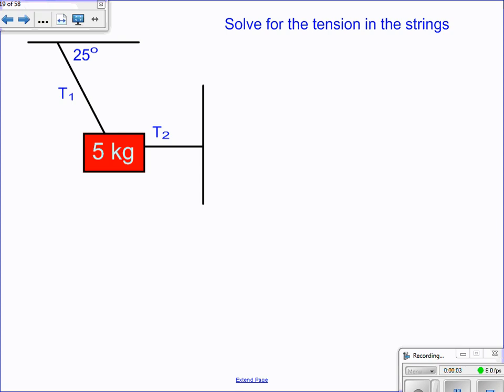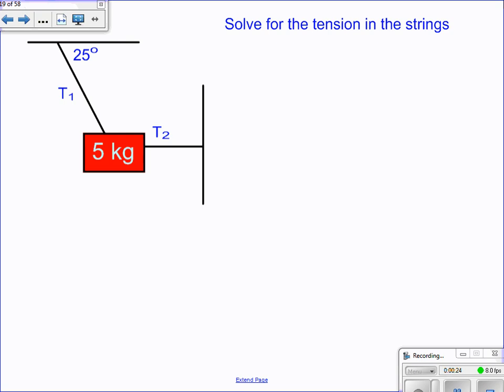In this video lesson, we're going to look at some tension forces. So let's look at the situation. You have a 5 kilogram mass that's being supported by 2 ropes, tension rope 1 and tension rope 2. The tension 1 string is attached to the ceiling, making a 25-degree angle to the horizontal, and then tension 2 is attached to some wall, perfectly horizontal out to the right.